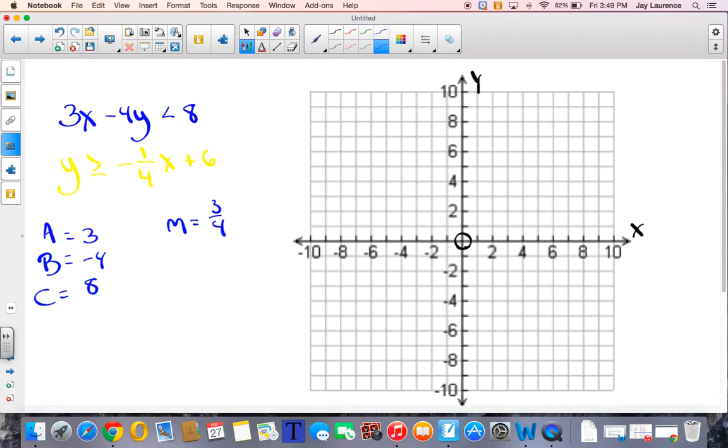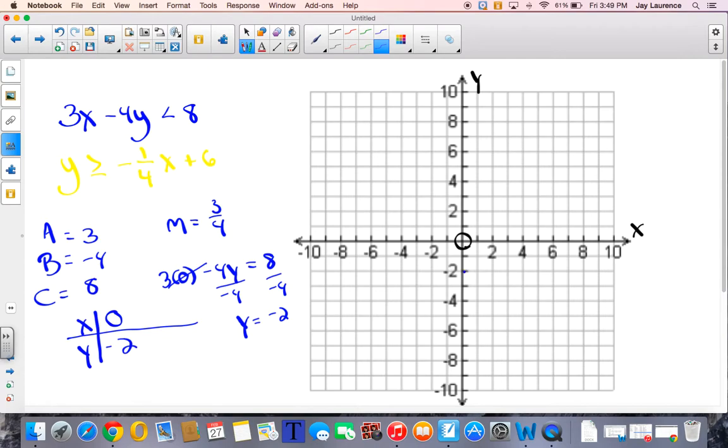And I'm going to go find the y-intercept this time because the b term goes into the c term evenly. So I'm going to put 0 in for x, and so that's going to give me 3 times 0 minus 4y equals 8. That's going to cancel. Divide by negative 4, divide by negative 4. y is going to equal negative 2. So my y-intercept is at (0, negative 2). And my slope was rise 1, 2, 3, run 4.